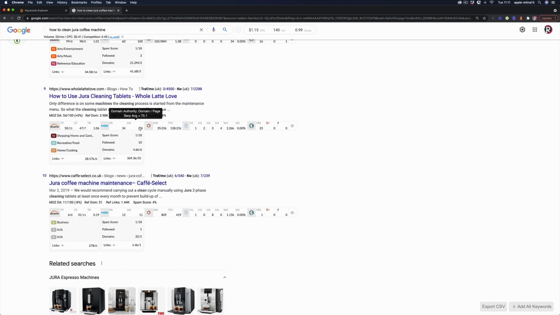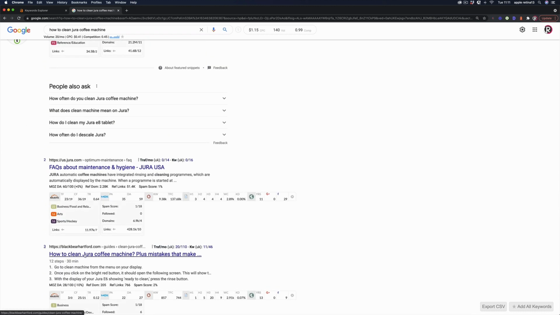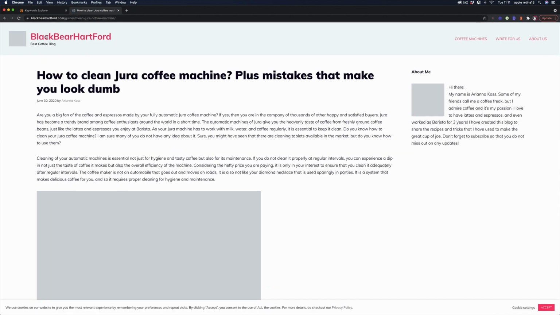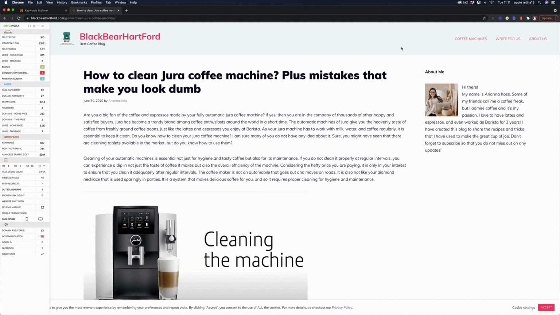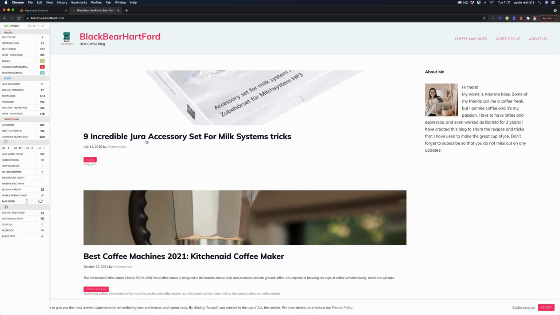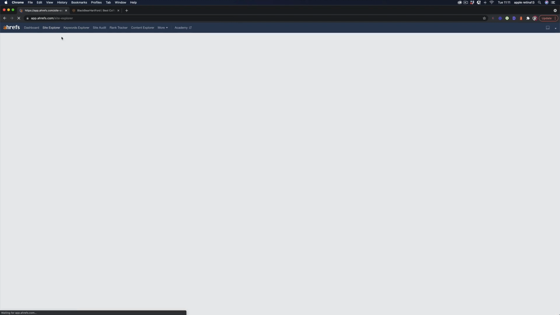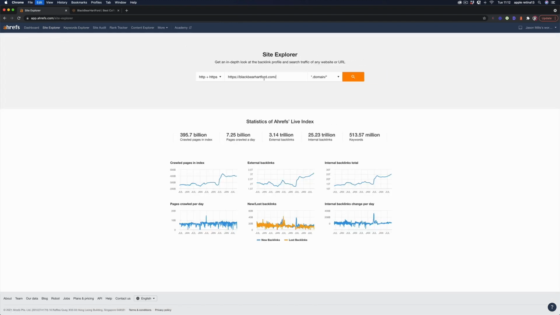But let's just take a look at this Black Bear Hartford site. It does look like it's a coffee related site. It doesn't look the best. You can see these are obviously going after some easier keywords. So let's throw this site now into Ahrefs. And this is the sort of research really you want to be doing.